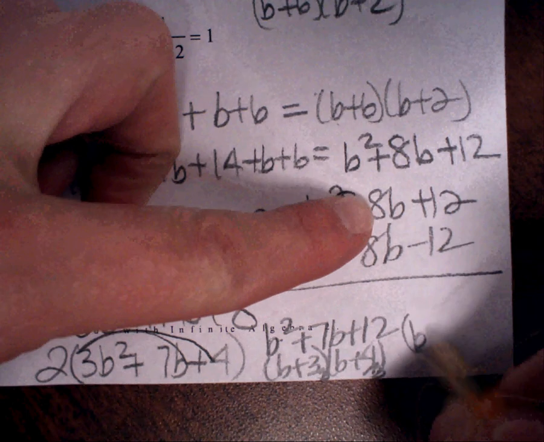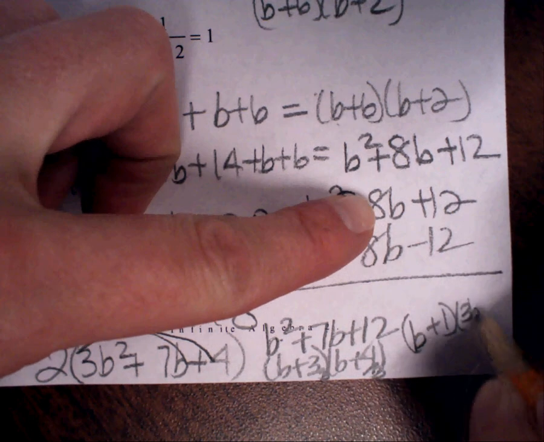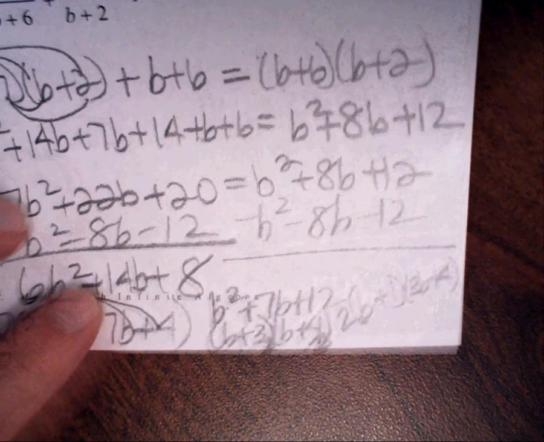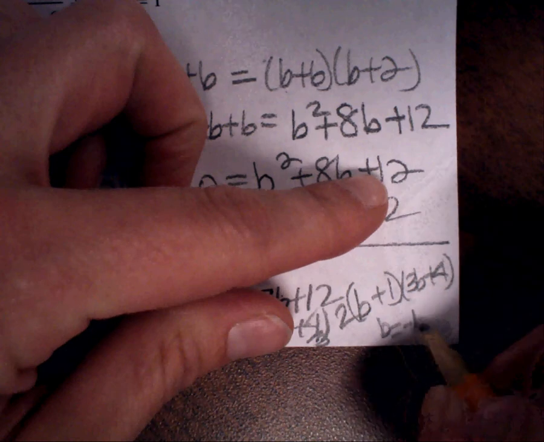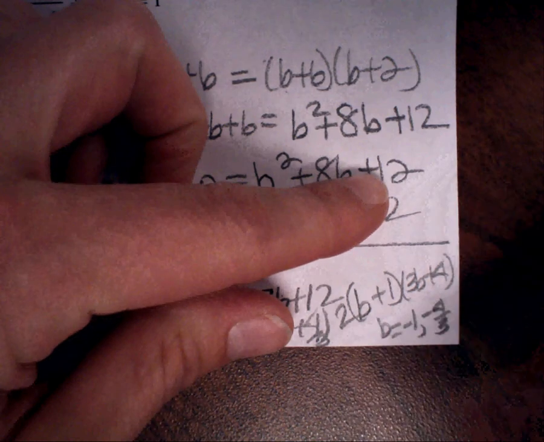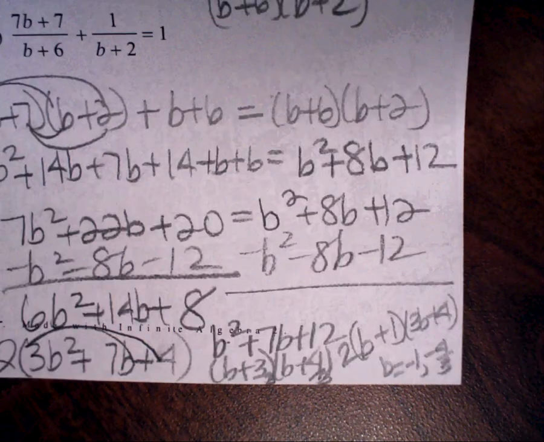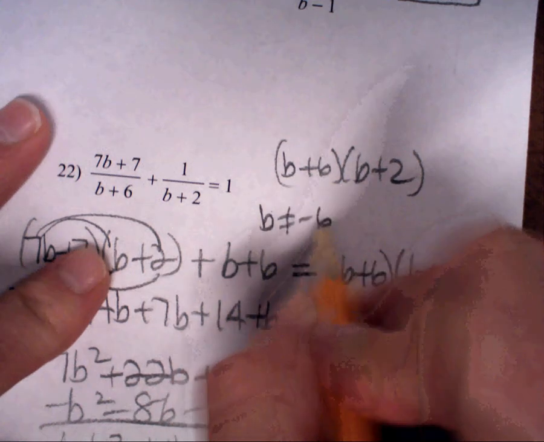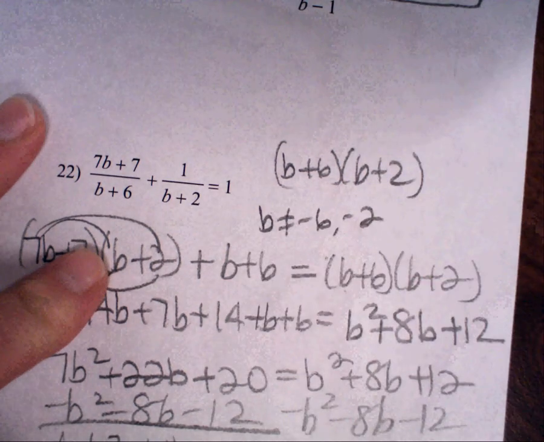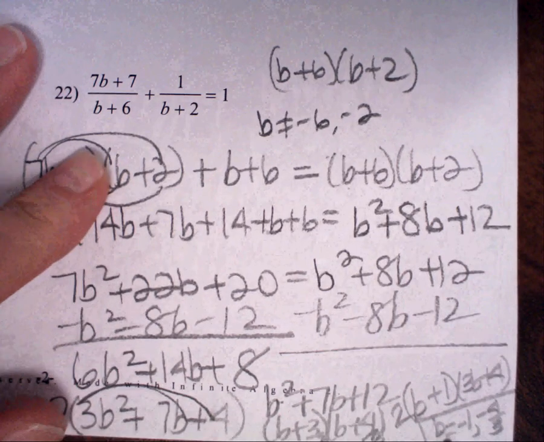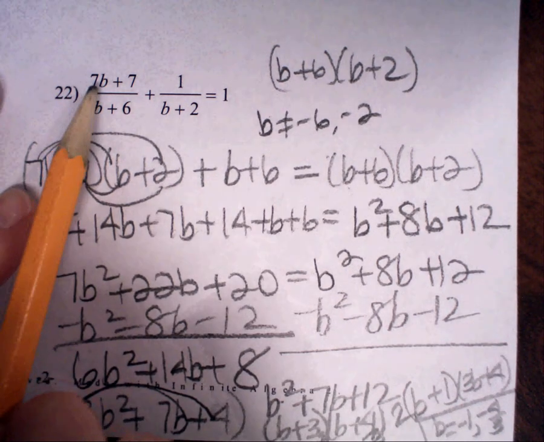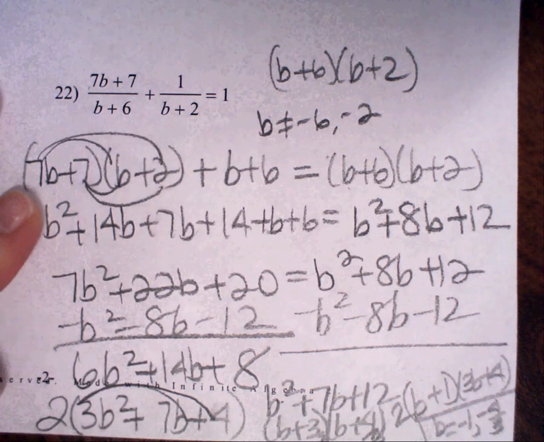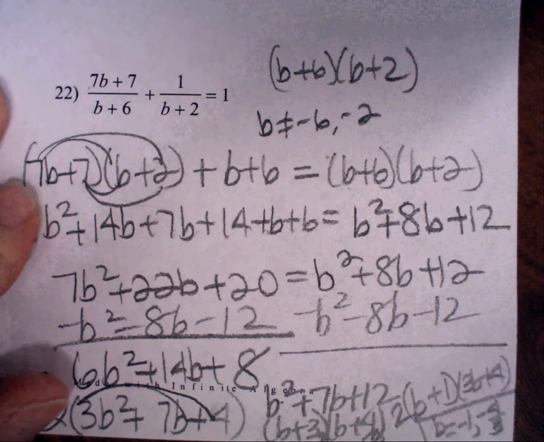It's a very small space here. b plus 1, and then 3b plus 4, and there's the 2. But the 2 is not going to play any factor in it. So my solutions would be b equals -1 and -4/3. So let's go back to the excluded. They're both my answer right now. So the excluded would be b cannot be -6 or -2. These are easy answers to take and plug in and check out. So it'd be 7 times -1 plus 7 over -1 plus, and you'd plug in -1 for everything.